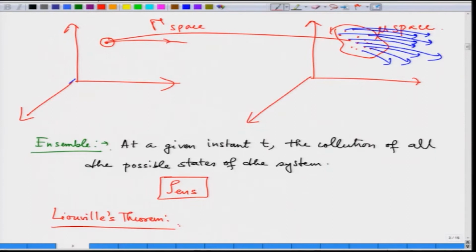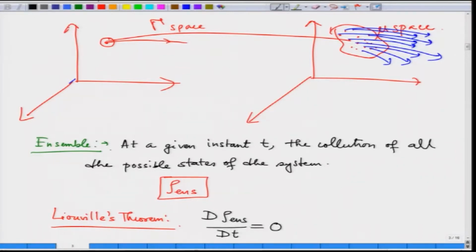Then finally, we talked about Liouville's theorem, which simply said that if we follow the evolution of this rho ensemble along any of the trajectories of the members of the ensemble, then d rho ENS dt will be equal to 0.